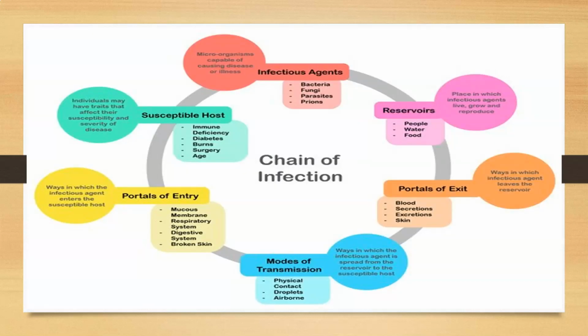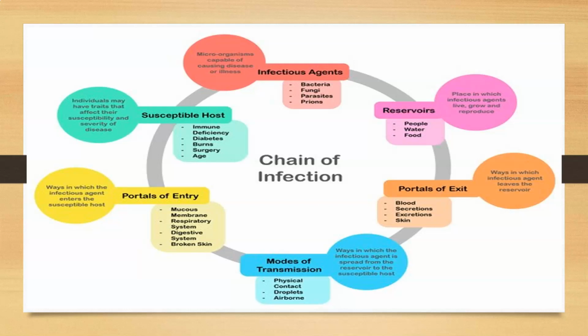If we look at the chain of infection, the first is the infectious agents, which are the microorganisms capable of causing diseases or illness. They are bacteria, fungi, parasites, or prions, which live in the reservoirs, that is, places in which infectious agents live, grow, and reproduce. That could be in people, water, or food. The portals of exit from the reservoirs are the ways in which the infectious agent leaves the reservoir. That could be through blood, secretions, excretions, or skin.